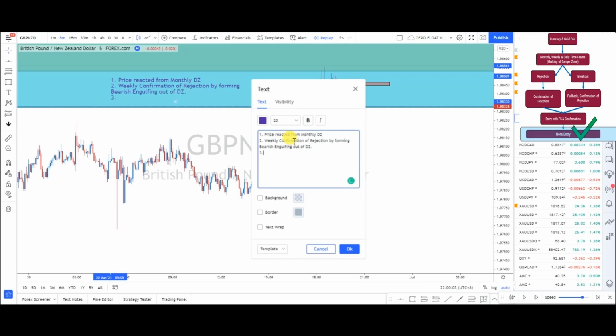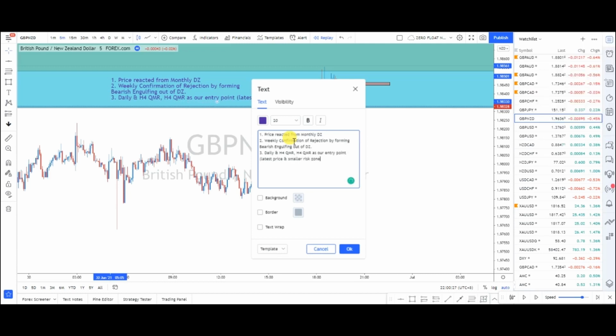So third, what is it? The daily and H4 QMR, but we will choose H4 QMR as our entry point. Why? Because it has the latest price and a smaller risk zone, which is equal to 31 pips instead of 70 pips. Let's just put it as 70 pips. All right, so I have a strong reason here. See, the confidence that I have is very strong. Gonna put this down here.